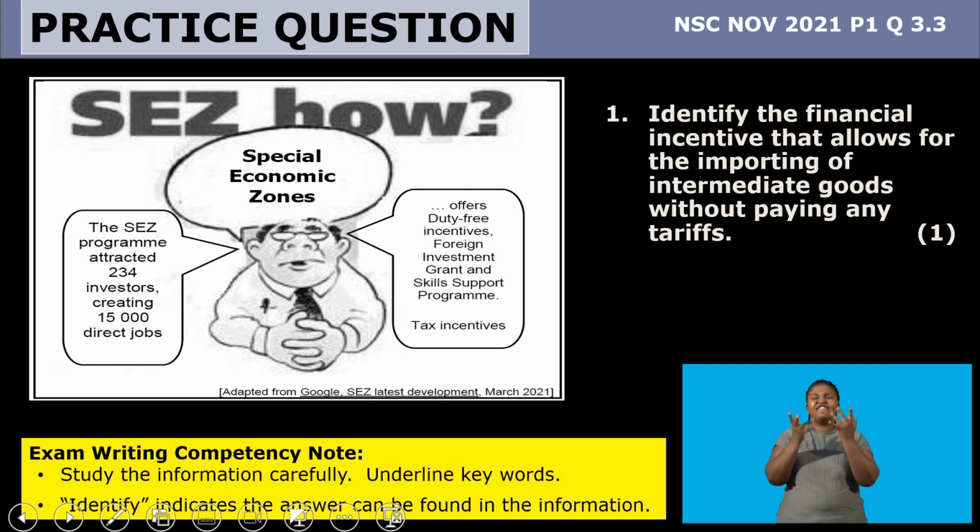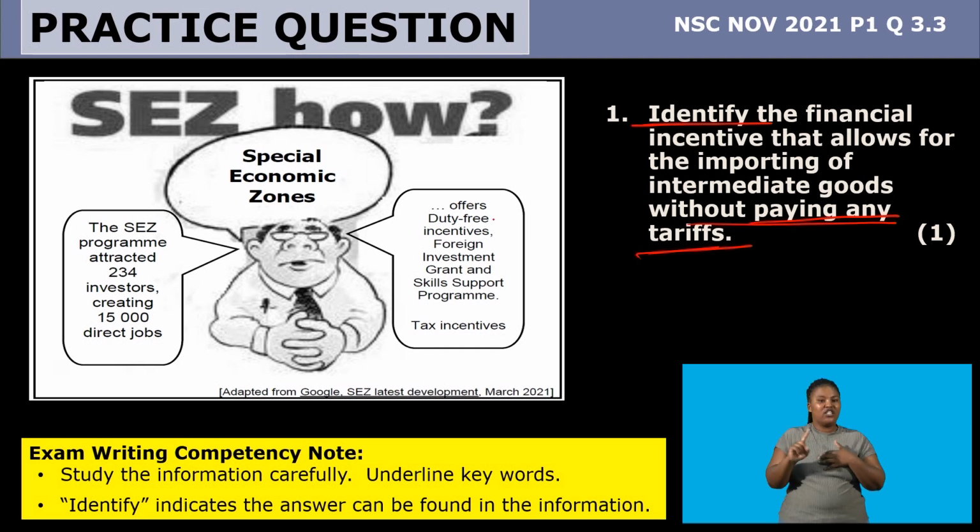Identify the financial incentive that allows for the importing of intermediate goods without paying any tariffs. So the question says identify, meaning to say we can actually find the answer from this information. Then it talks about without paying any tariffs. So obviously that becomes what? Duty-free incentives.